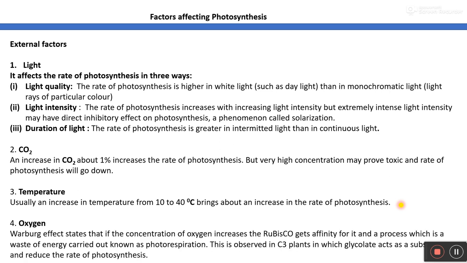Another important external factor is oxygen. An increase in the concentration of oxygen generally decreases the rate of photosynthesis, and this is known as the Warburg effect. The Warburg effect states that if the concentration of oxygen increases, rubisco gains affinity for it, and a process which wastes energy is carried out, known as photorespiration. This is observed in C3 plants, in which glycolate acts as substrate and reduces the rate of photosynthesis.